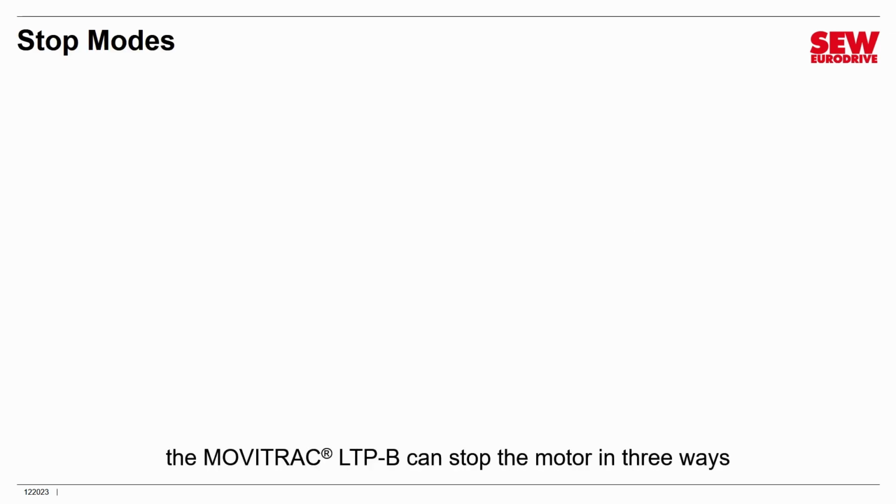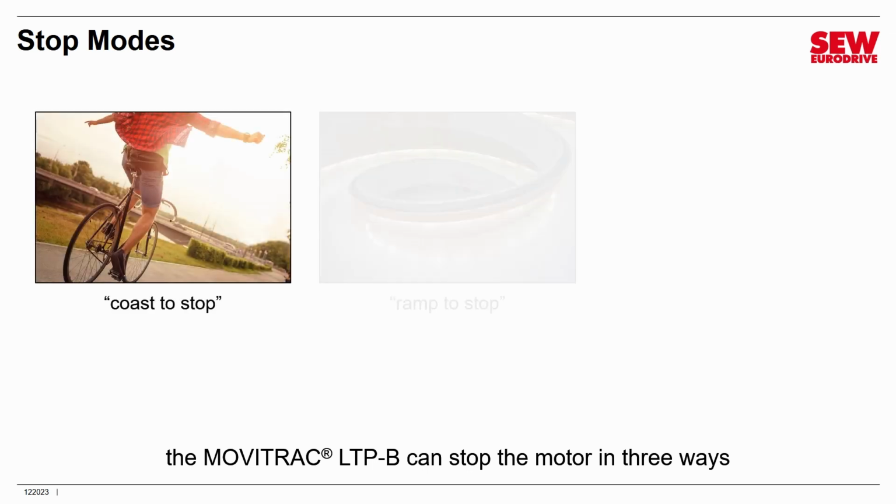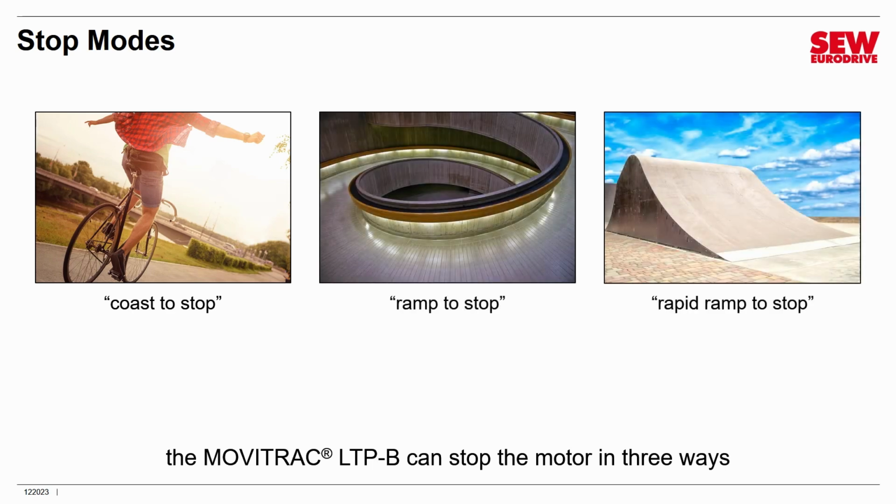The MOVITRAC LTP-B can stop the motor in 3 different ways: what we call coast to stop mode, ramp to stop mode, and rapid ramp to stop. Now, how do these differ? When the VFD is coasting to a stop, what it does, it switches off the output transistors, so basically it cuts power to the motor, and then the motor just coasts to a stop.